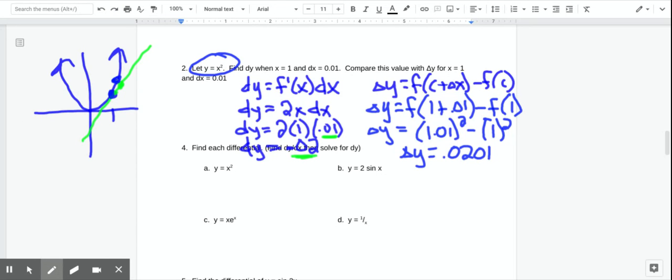And notice those two values are really, really similar, okay, because we're not very far away from that point. In tomorrow's lesson, we'll see the practical applications of this, but we'll do a little bit more with differentials in the next video.